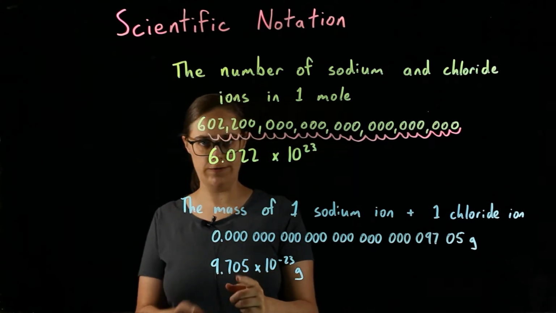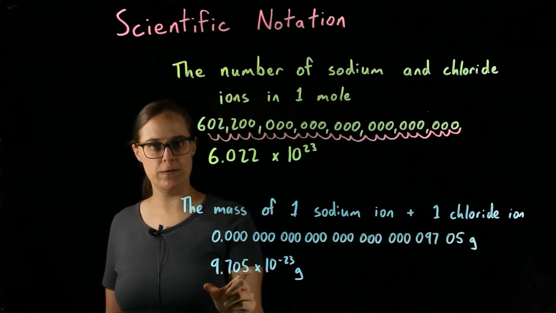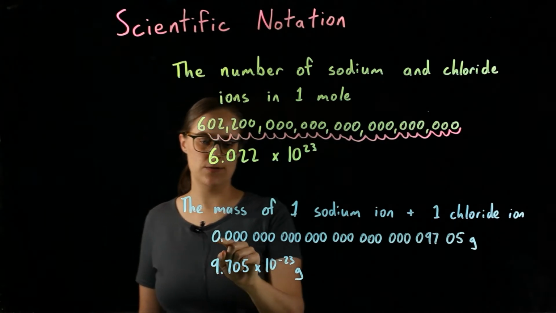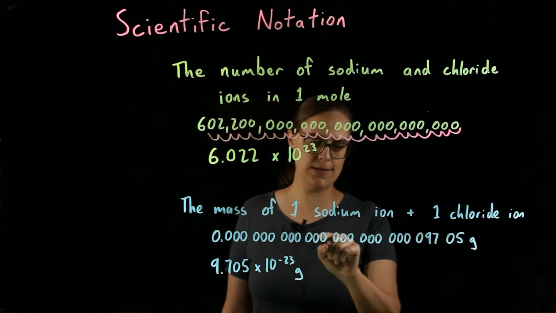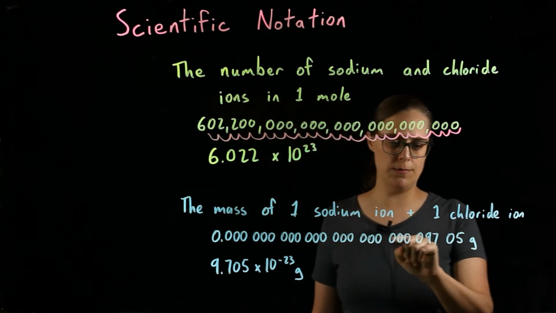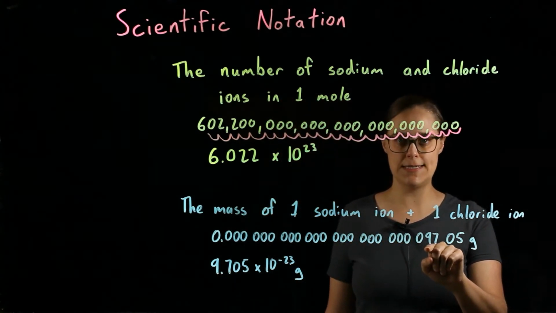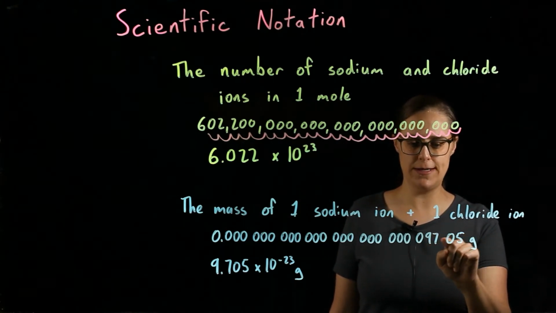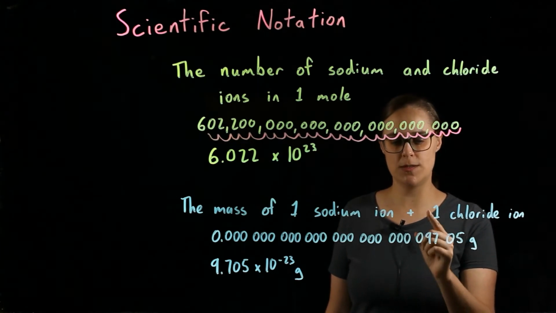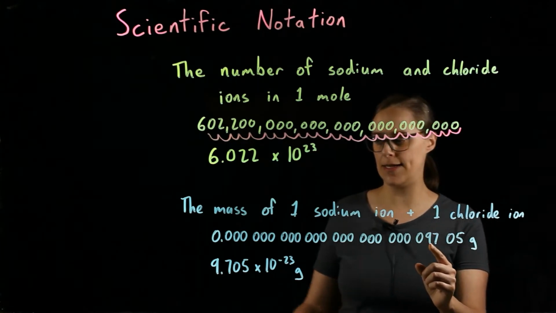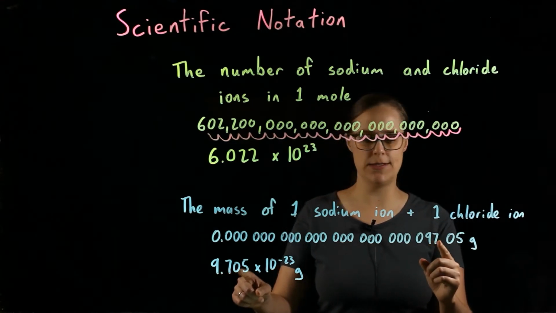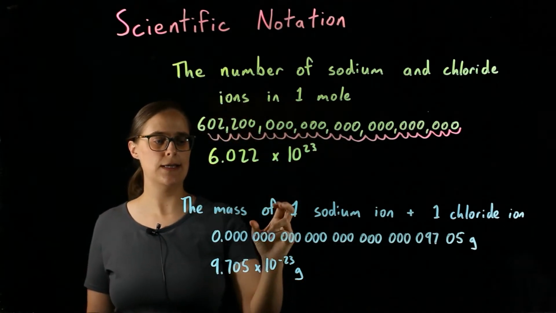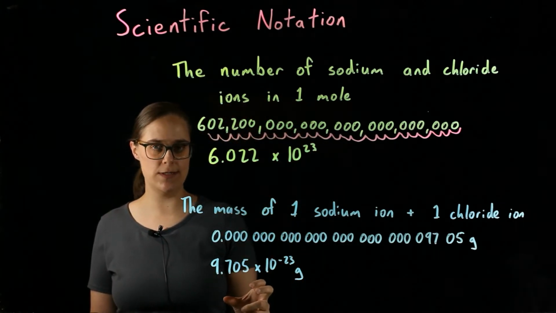We figured out the coefficient the same way. We moved the decimal point to immediately after the first non-zero number. So we have a 0 point, lots and lots of zeros. Just keep looking through them until you get to a non-zero number. This 9 is our first non-zero number. So we have 9705 at the end. I am moving the decimal point to immediately after this 9, 9.705.